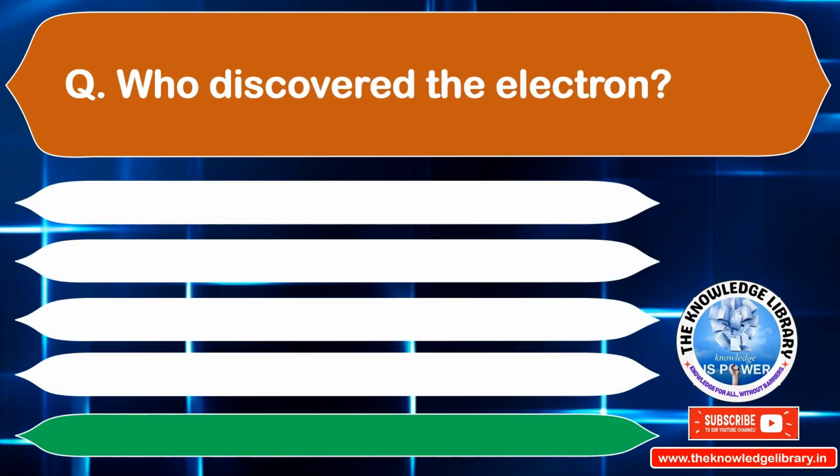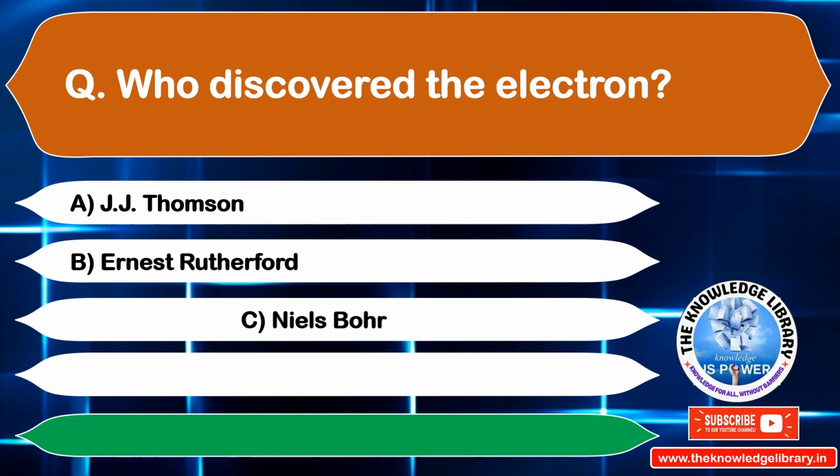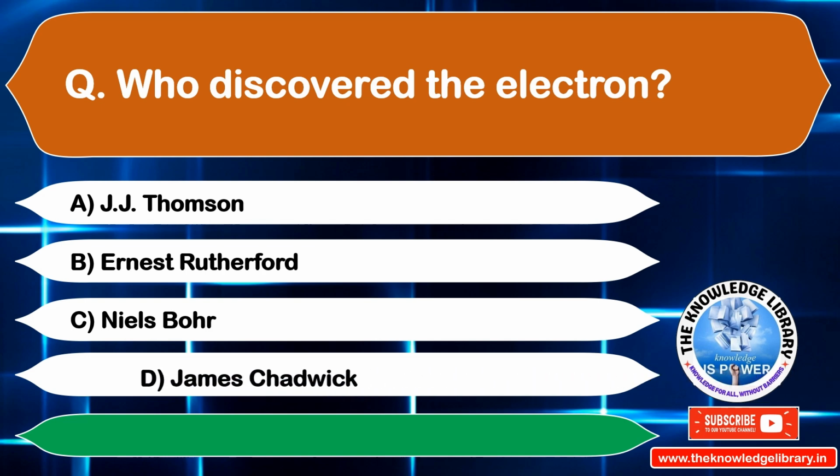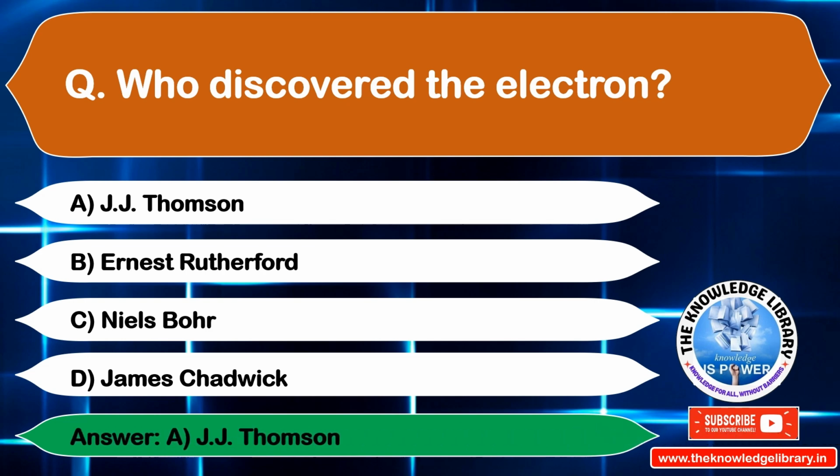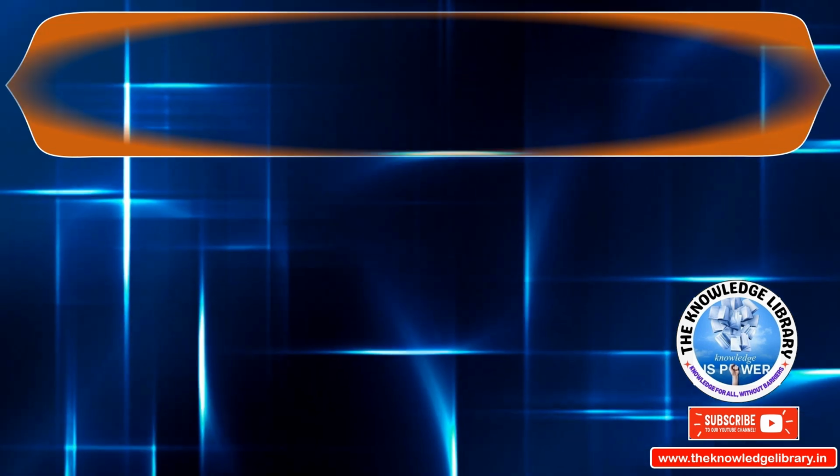Move to the next question. Who discovered the electron? Option A. J.J. Thomson. Option B. Ernest Rutherford. Option C. Niels Bohr. Option D. James Chadwick. The correct answer is option A. J.J. Thomson.